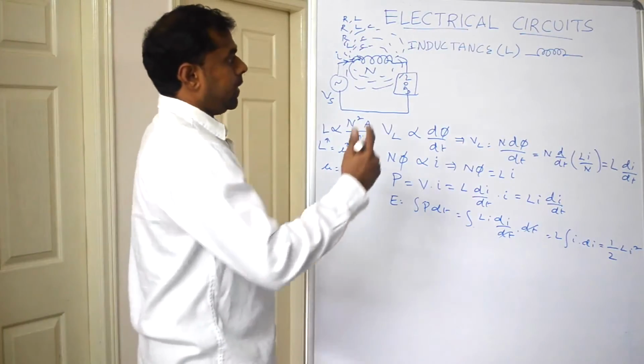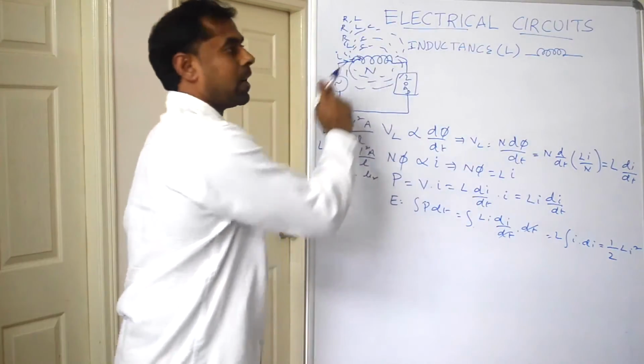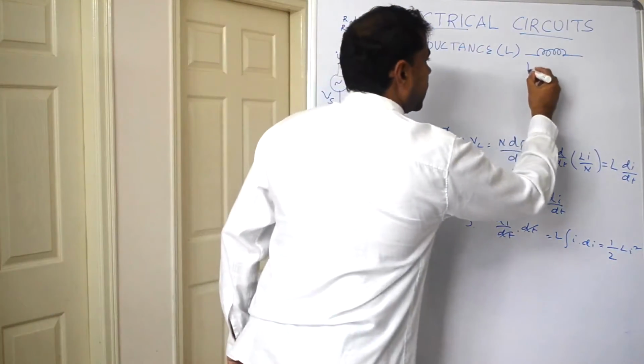Next, I will take an example of how the voltage is developed across the inductor. I am taking a current.